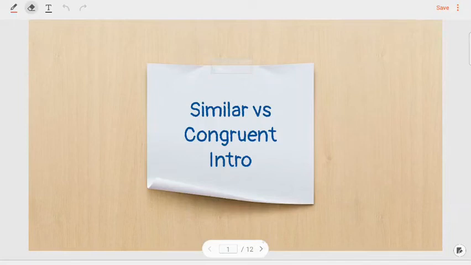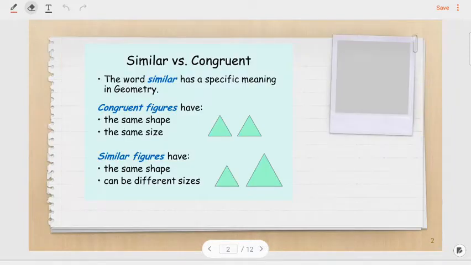Hi there, in this video we're going to talk about similar versus congruent figures. So let's go ahead and define similar and congruent. The word similar in geometry has a very specific meaning, as does congruent. Congruent figures have the same shape and they are also the same size.